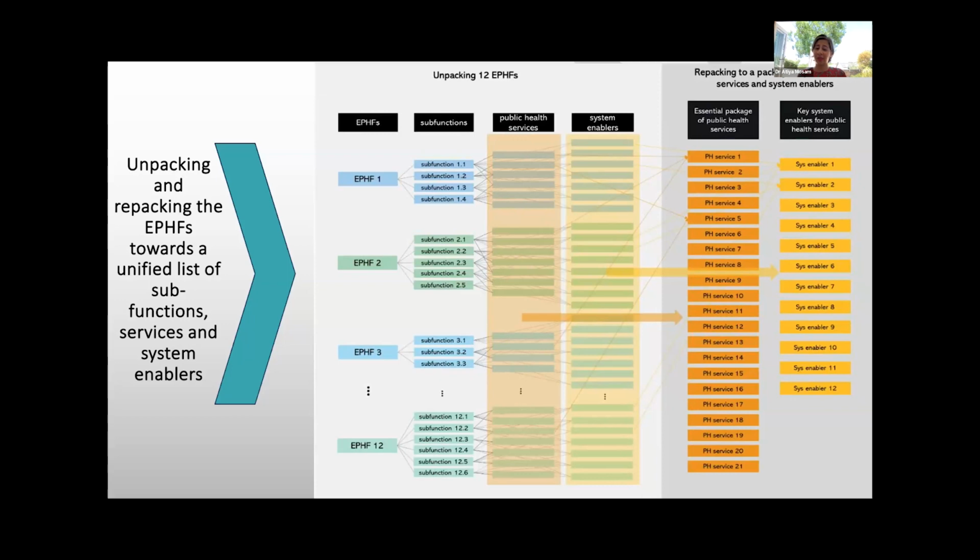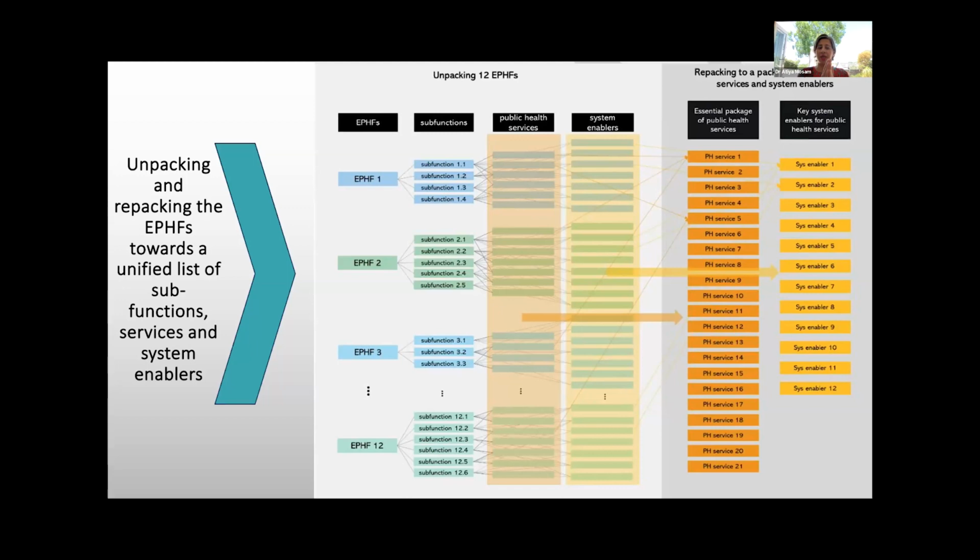When we talk about system enablers, this is literally looking at infrastructure, institutional arrangements, resources, or mechanisms that support integration and multi-sectoral capacity development and delivery of these public health services.